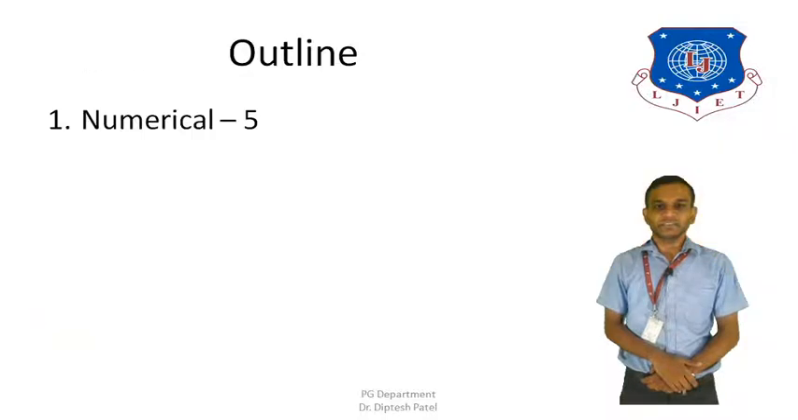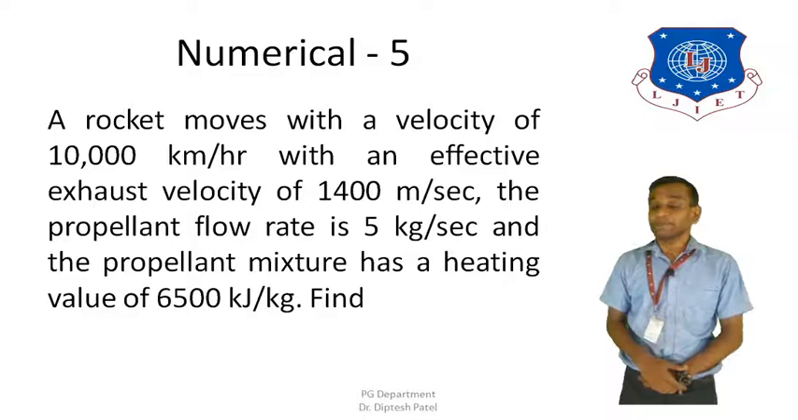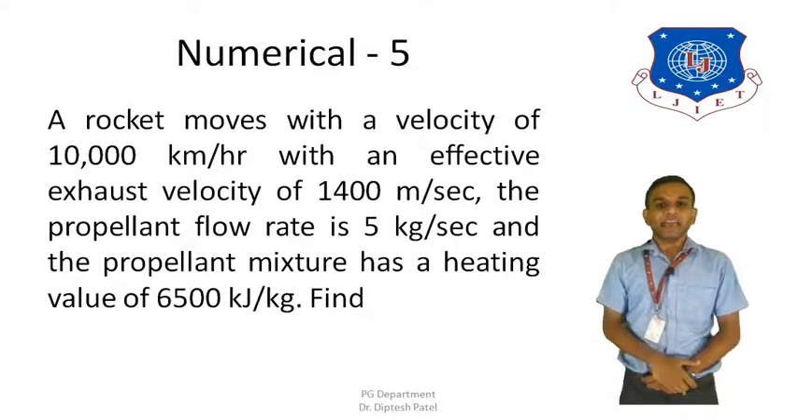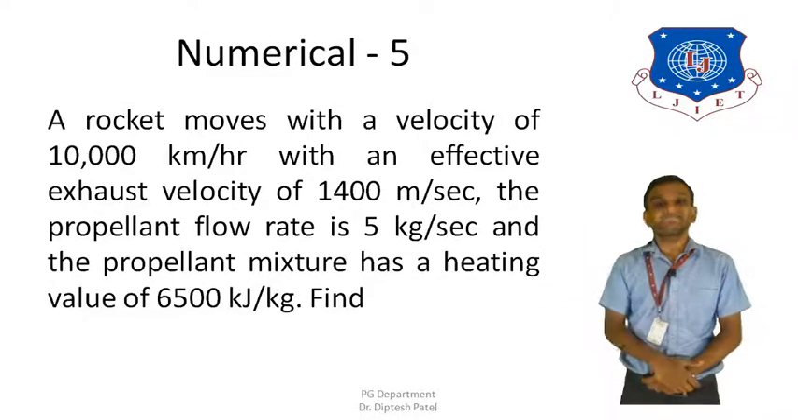In this video session, we are going to see another numerical, number 5. So let's start the numerical. Now the numerical says a rocket moves with a velocity of 10,000 kilometer per hour, means the velocity of the body of rocket is given, and that is 10,000 kilometer per hour, so that is a small u, with an effective exhaust velocity of 1400 meter per second. So this is the velocity of gases, Cj.